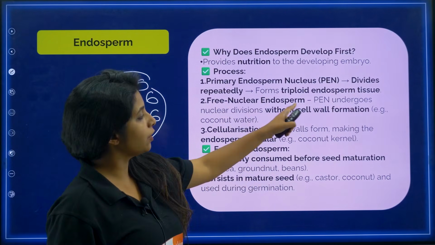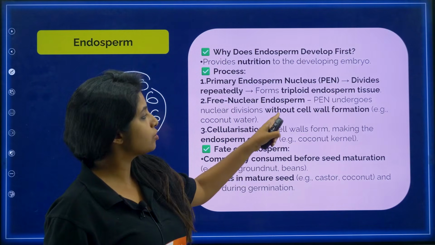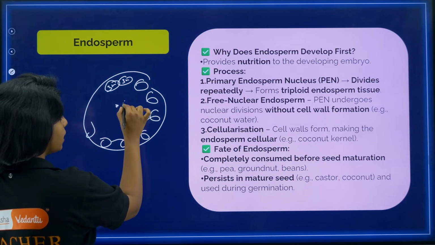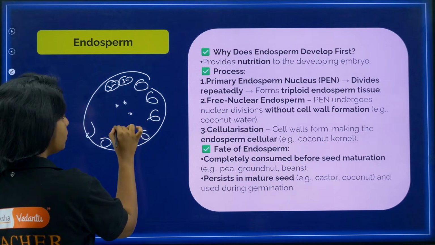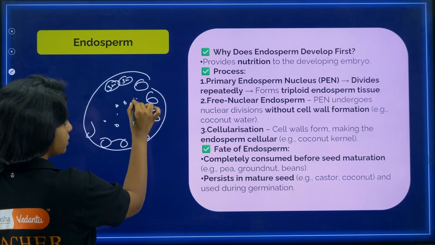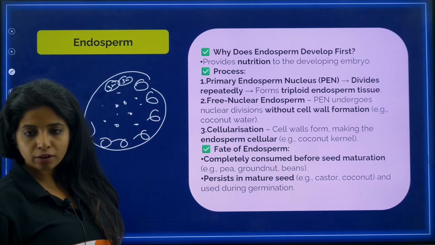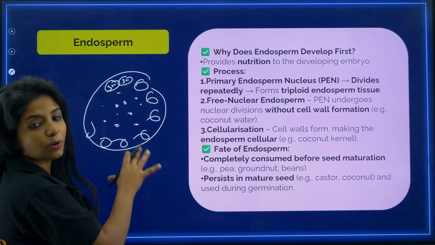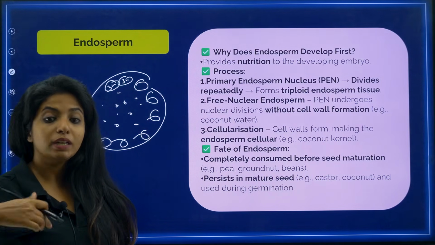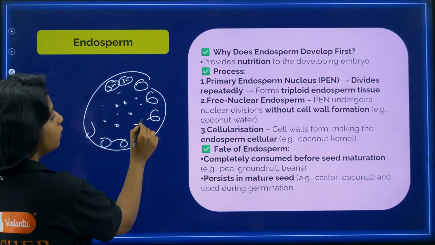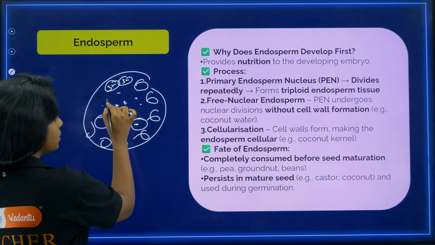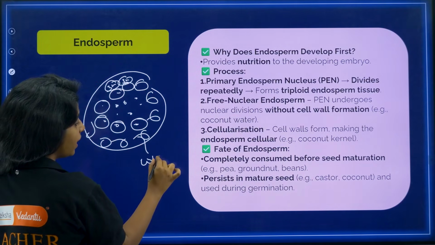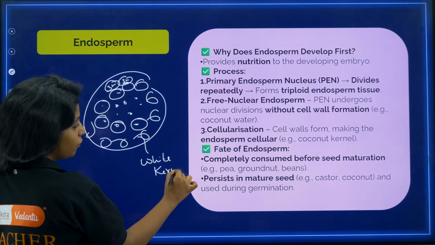Now, free nuclear endosperm is there. PEN undergoes nuclear division without cell wall formation. So sometimes the nucleus is not going to form a cell wall, so some of it will be in free condition like this. This is known as free nuclear endosperm. Example, the coconut water you drink is nothing but the free nuclear endosperm. Later, slowly, it will be cellularized, and when it becomes cells, my dear children, it will form the white kernel that you eat.